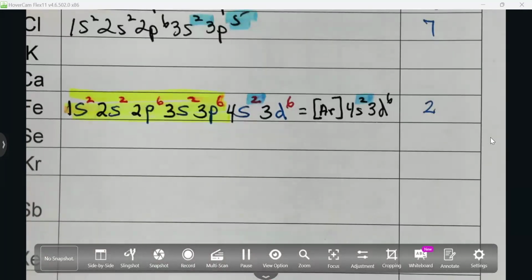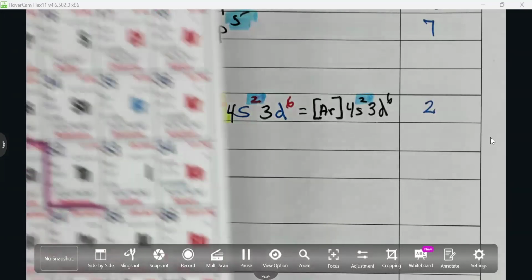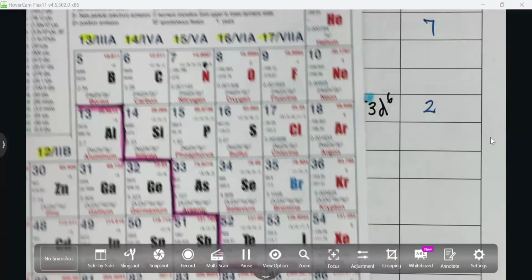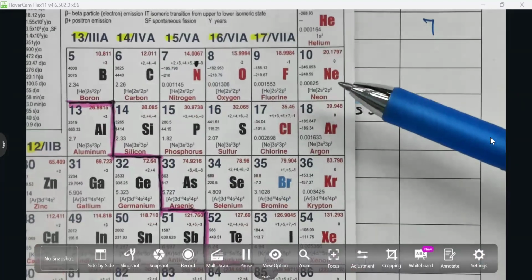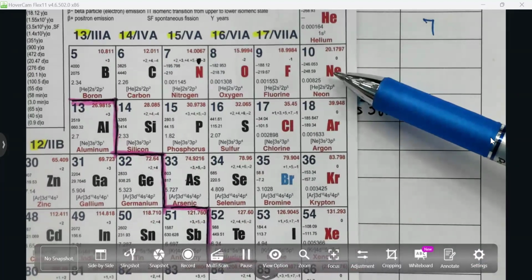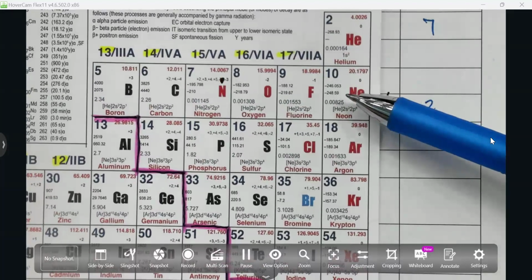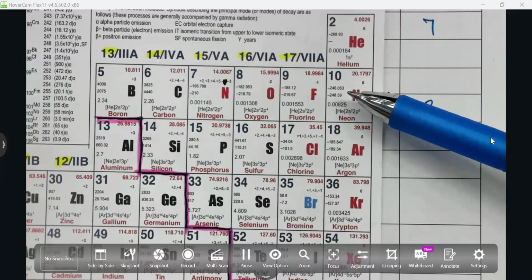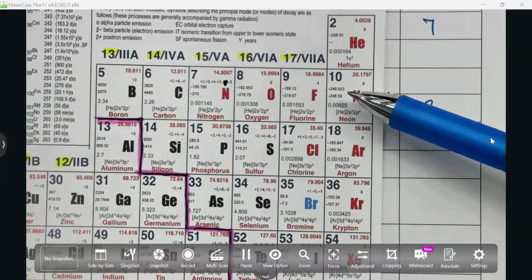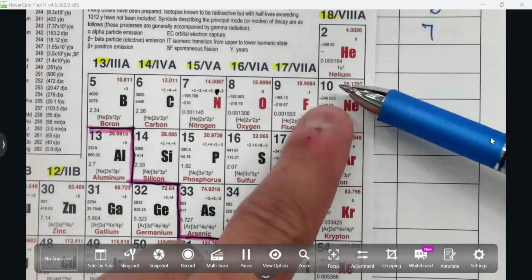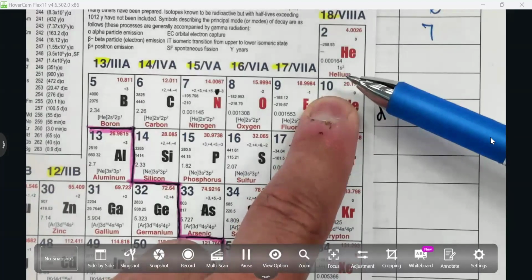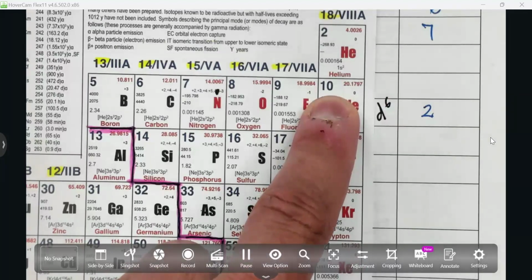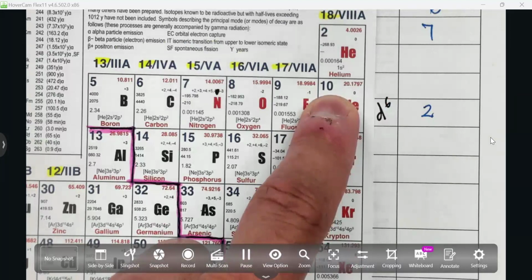Well, let's look at this. We can look at our blank table, or we can just look at our table here. How many valence electrons for neon? 1S2, 2S2, 2P6. 1S2, 2S2, 2P6 is 10 electrons, correct? The 1S2 we don't care about. 2S2, 2P6 is 8, correct?